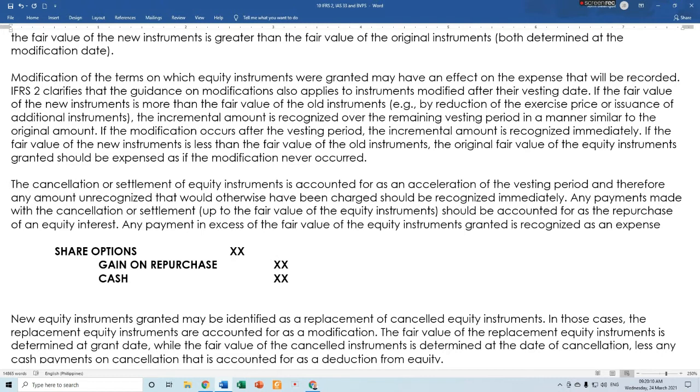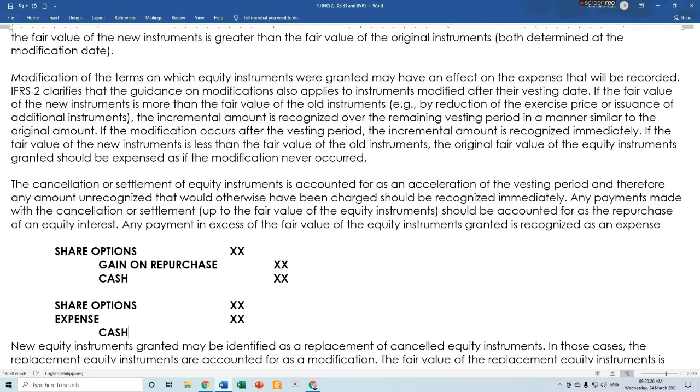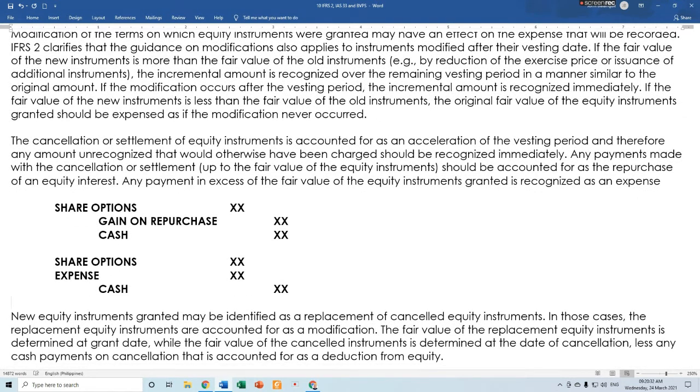Okay? So mas malamang ang mangyayari is ganito. Share options i-debit natin kasi i-buyback na nga natin. Tapos magre-recognize ka pa ng additional expense kasi yung settlement price or yung cash na binayad mo mas malaki kaysa doon sa original share options. Okay, so parang ganyan yung mangyayari. So yan yung entry mo.